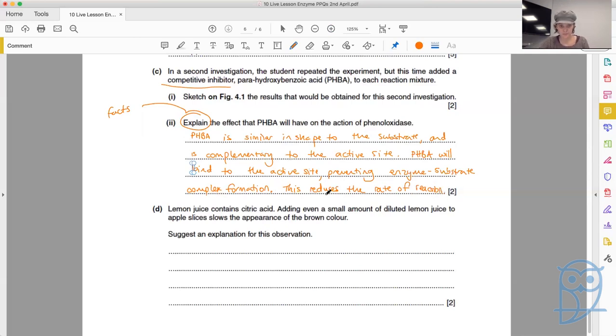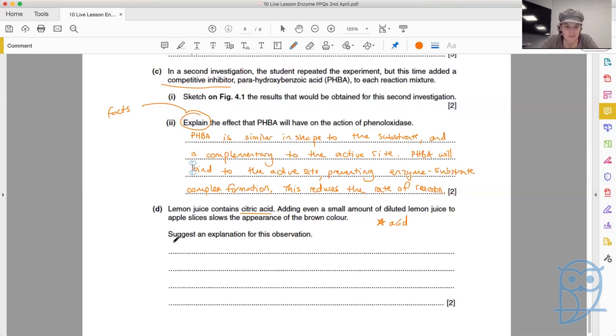Okay, so next question says lemon juice contains citric acid. Adding even a small amount of diluted lemon juice to apple slices slows the appearance of brown color. Suggest an explanation for this observation. Remember here, we've got acid. When we've got acid, we're changing the pH. When we change the pH, we change all those bonds in the enzyme.